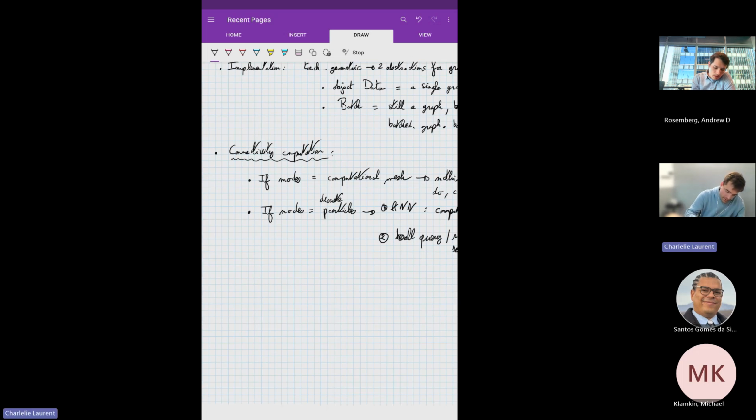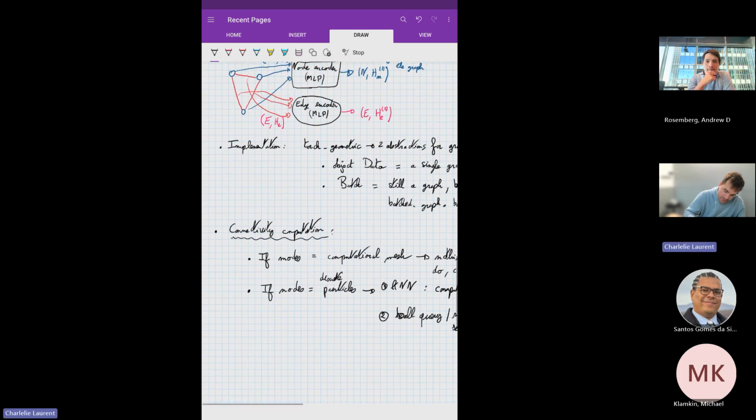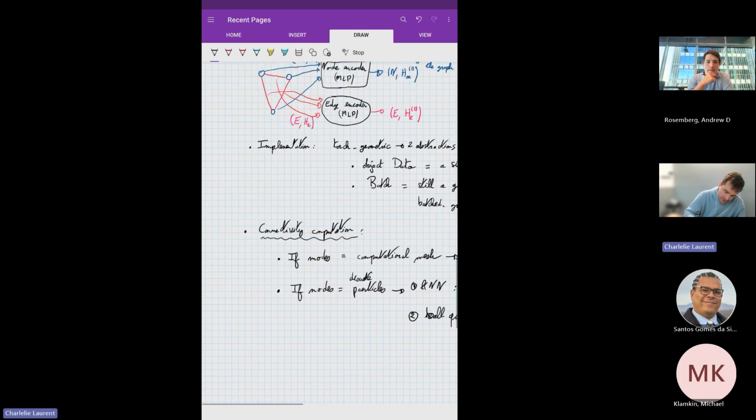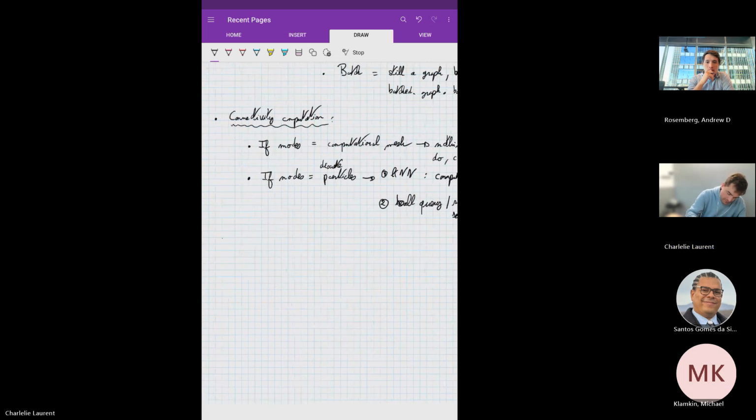Okay, then connectivity is computed, and nodes and edges are encoded. The second step is the processor. This is the core of the MeshGraphNets, and it's the one that uses message passing. So what is message passing first?